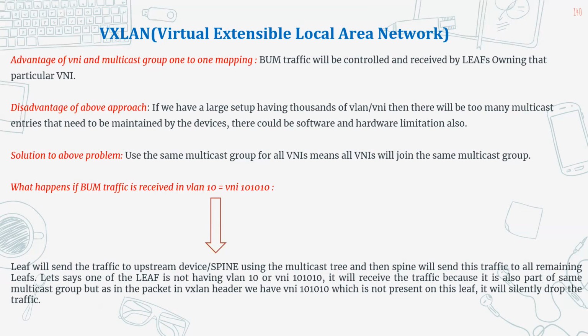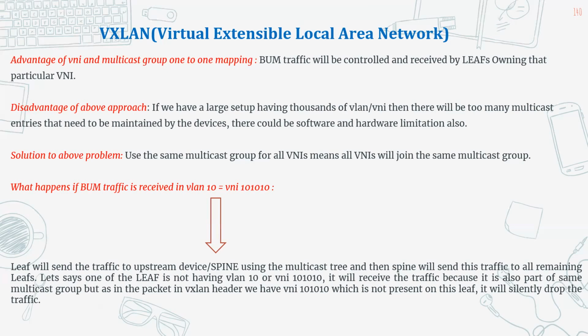So what we can do is use the same multicast group for all the VNIs. Okay. Now you may think, what happens if I'm in VLAN 10, or let's say VNI 1010, and I'm a part of a multicast group, and another device has VLAN 20, part of VNI, let's say, 2020, but it is also configured with the same multicast group. If the leaf switch receives BUM traffic in VLAN 10 or VNI 1010, then using the multicast tree, that particular BUM traffic will also be received by the other leaf switch, which does not have VLAN 10 and instead has VLAN 20. Because it is part of the same multicast group, it is also going to receive the traffic, but it is not a problem, right?